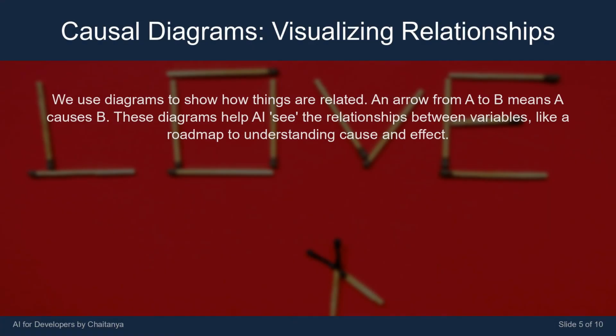We use diagrams to show how things are related. An arrow from A to B means A causes B. These diagrams help AI see the relationships between variables, like a roadmap to understanding cause and effect.